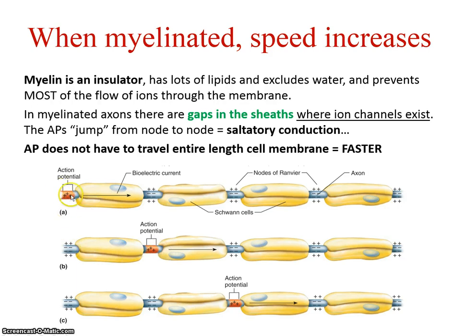Opening and closing, opening, closing. It can open here, open here, open here, and so it moves quite a bit faster, and we call that saltatory conduction. So the action potential doesn't have to travel the entire length of the cell membrane. It has to go the entire axon length, but not every single segment of the cell membrane.